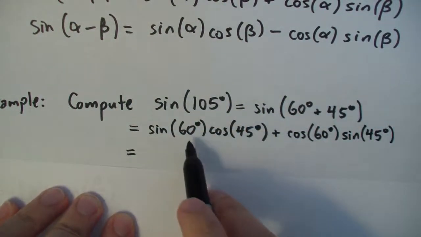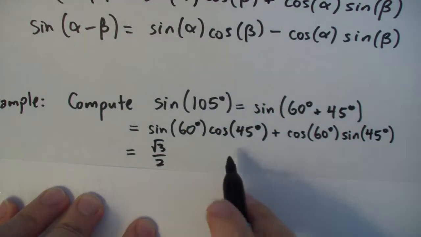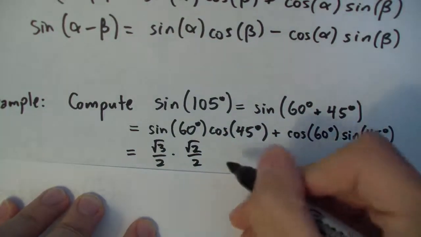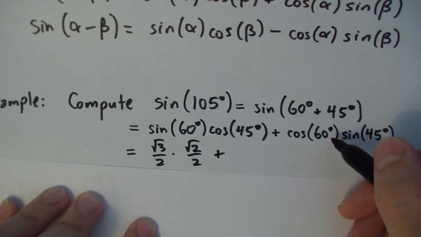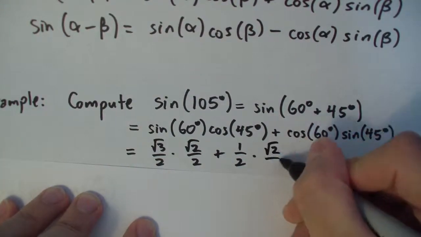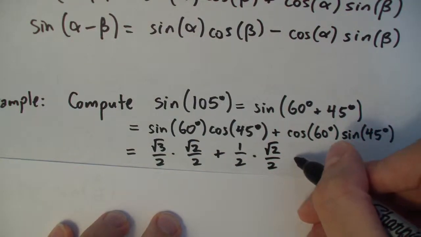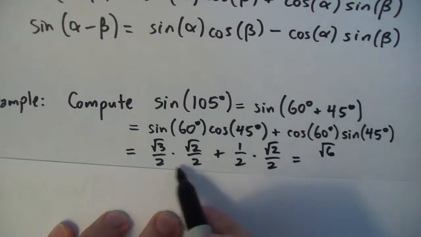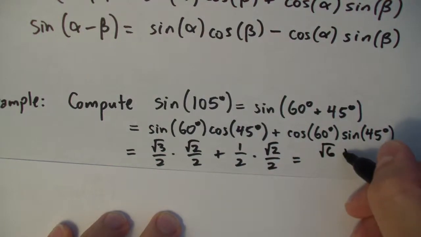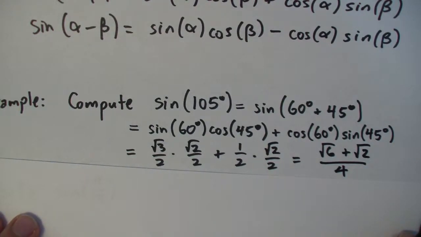So what do we get? Well, sine of 60 degrees is the square root of 3 over 2. Cosine of 45 degrees is the square root of 2 over 2. The cosine of 60 degrees is a half. And the sine of 45 degrees is the square root of 2 over 2. And now we can just simplify this. We have the square root of 3 times the square root of 2, which is the square root of 6. And we're going to have a common denominator of 4. So it's just the square root of 6 plus the square root of 2, all over 4. So that is what sine of 105 degrees is.